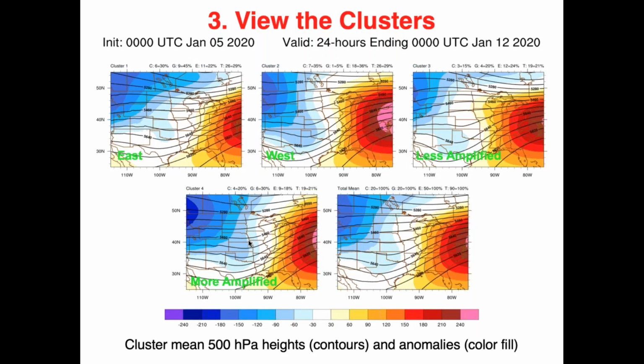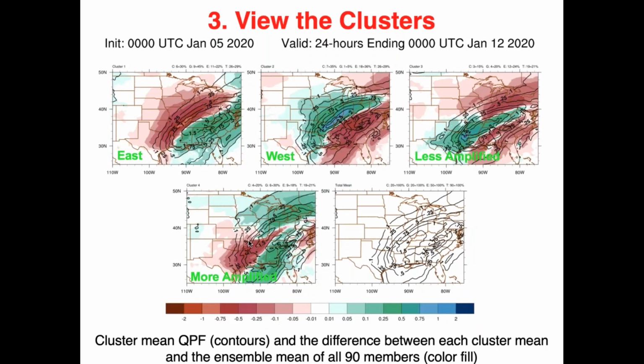So we get the clusters by looking at the 500 millibar heights, but we really are concerned with the surface variables, so precipitation and maximum or minimum temperatures. So what we can do is take the cluster membership from the 500 millibar heights and then look at cluster means for those variables. And that's what I have on the next slide here.